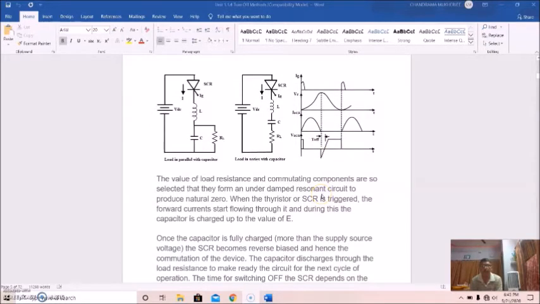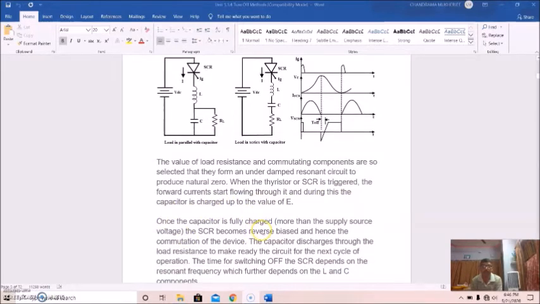The values of the load resistance and the commutating components are selected in such a way that they form an underdamped resonance circuit to produce natural zero. When the SCR is triggered, the forward current starts flowing through it, and during this the capacitor is charged up to the value of E.